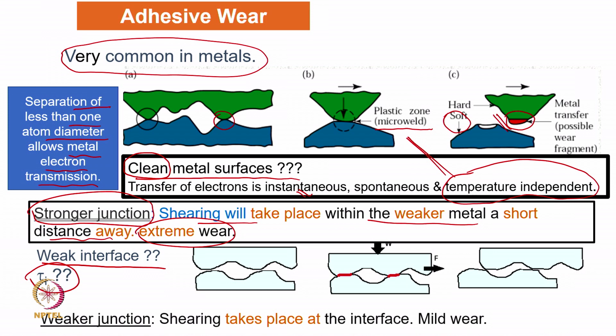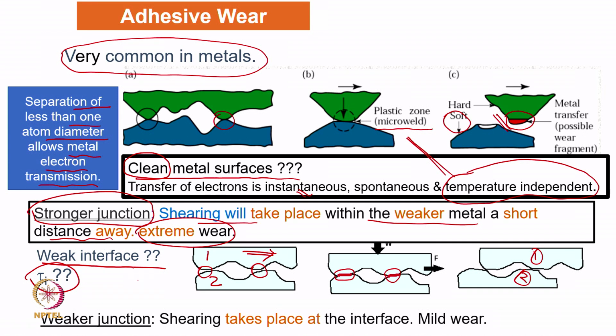How is it possible? Let us take this as metal 1 and this as metal 2, and they have asperities, and maybe some plastic deformation we are able to see. That means metal 1 needs to move relative to metal 2. There is a possibility that there will be a junction here, but this is a weaker junction, the interface is weaker, and metal 1 is able to glide easily on metal 2.